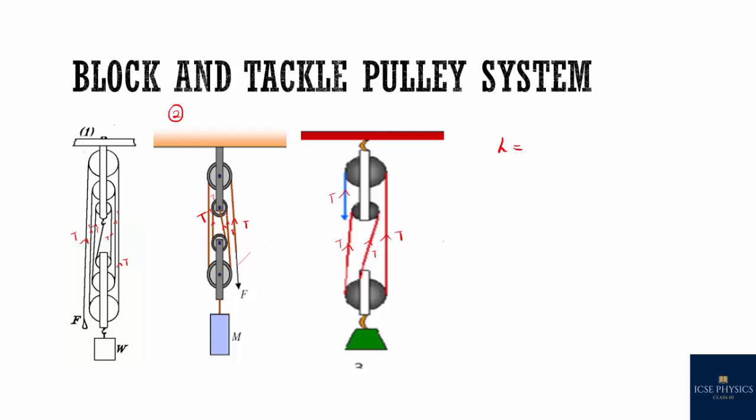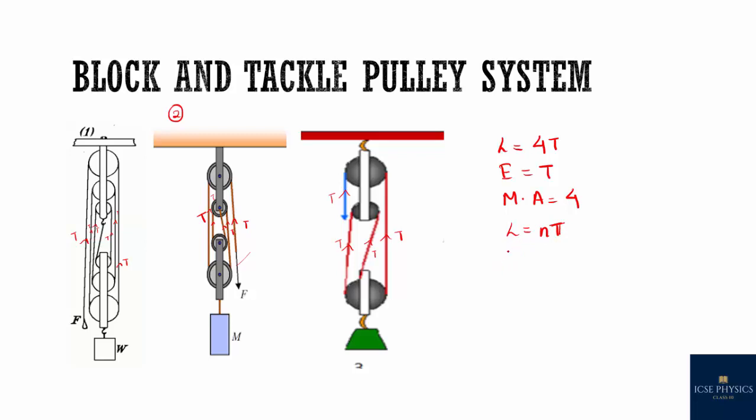Now let's see this figure. What will be the load? The load is balanced by 1, 2, 3, 4 T. What will be the effort? Effort is only T, right? Effort has only one tension force. Mechanical advantage is 4. Load becomes N into T. So for the number of pulleys in the block and tackle system, the load becomes N into tension, where N is the number of pulleys.